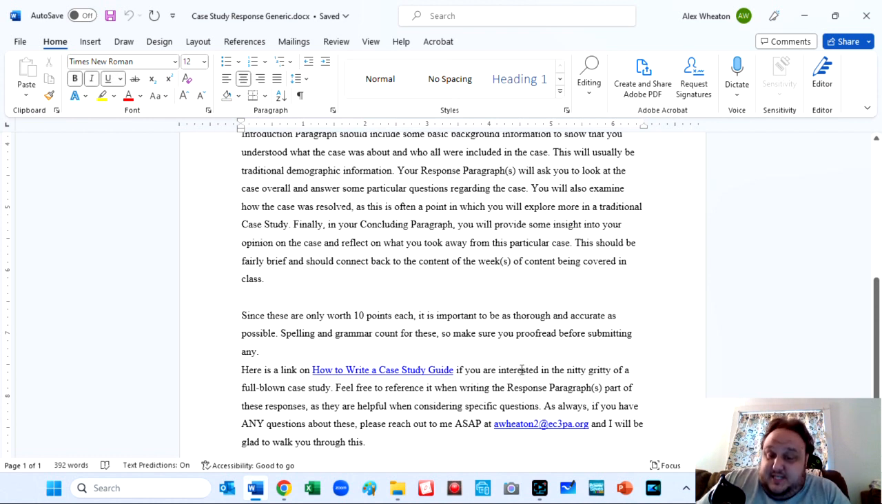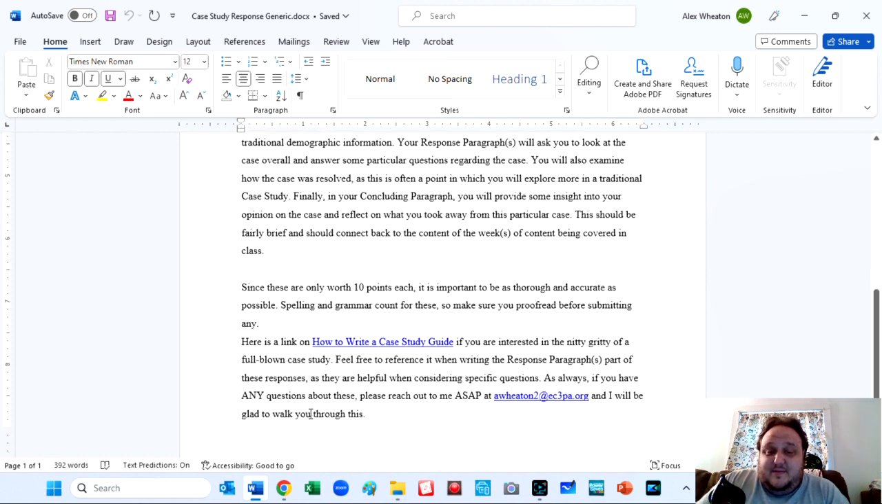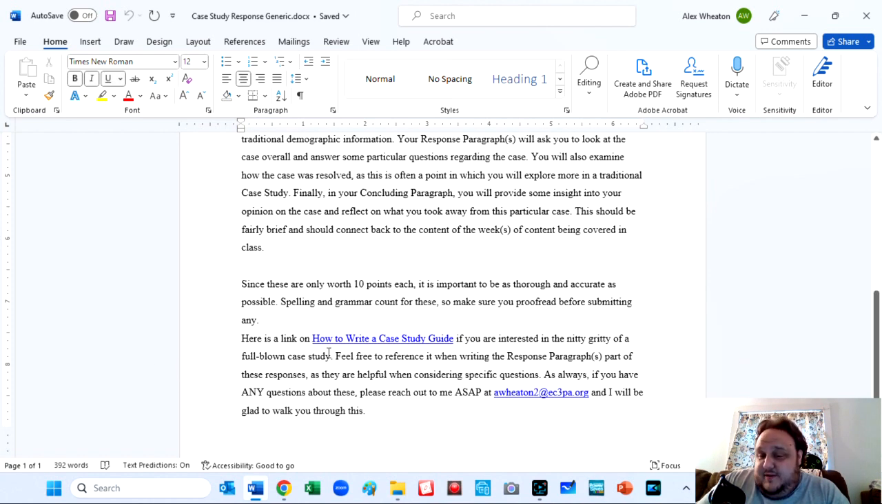If you're interested, this is not necessary, but this is how to write a case study. If you're interested in the nitty gritty of a full blown case study and how they write them, you can use it as a reference as you're working on the response paragraph parts of the assignments, but you don't need to. This is literally just extra for people who are interested and think they're going to go into law school. These might be important to look at.